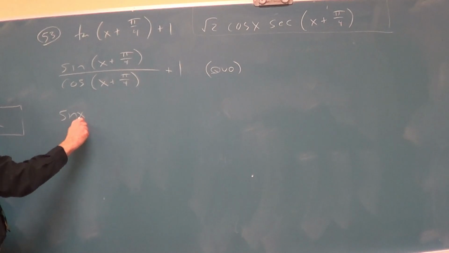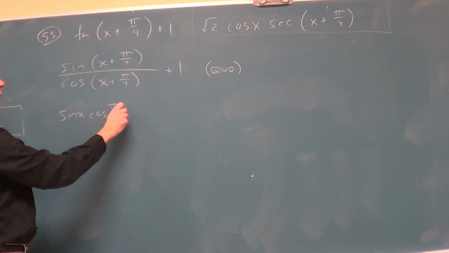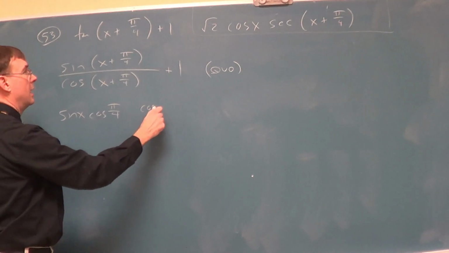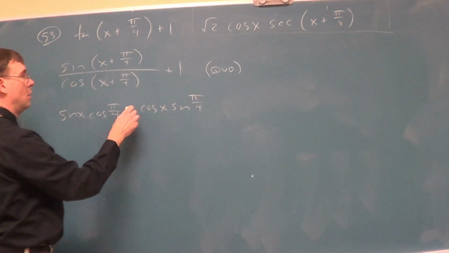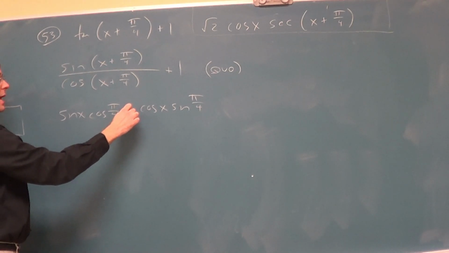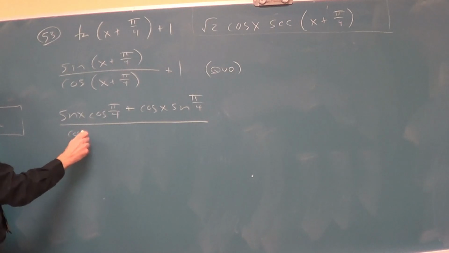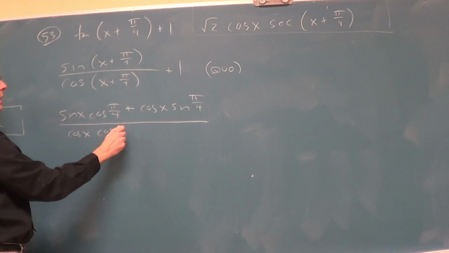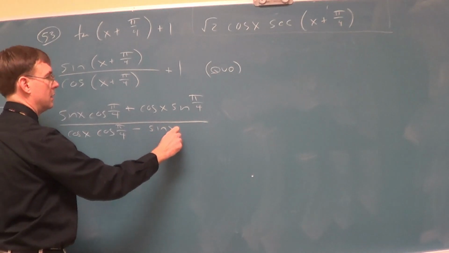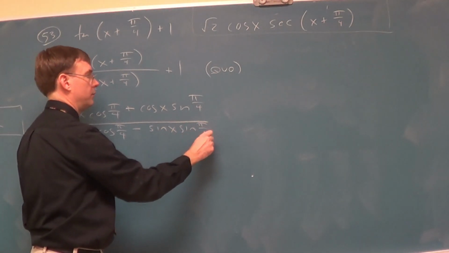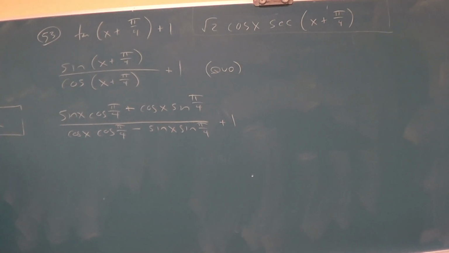Sine goes sine cosine, cosine sine, with a maintained sign. Cosine, the stuff we just memorized, is cosine cosine with a switch of sign, sine sine, with +1 still lurking about. We'll just leave that go for a little bit.